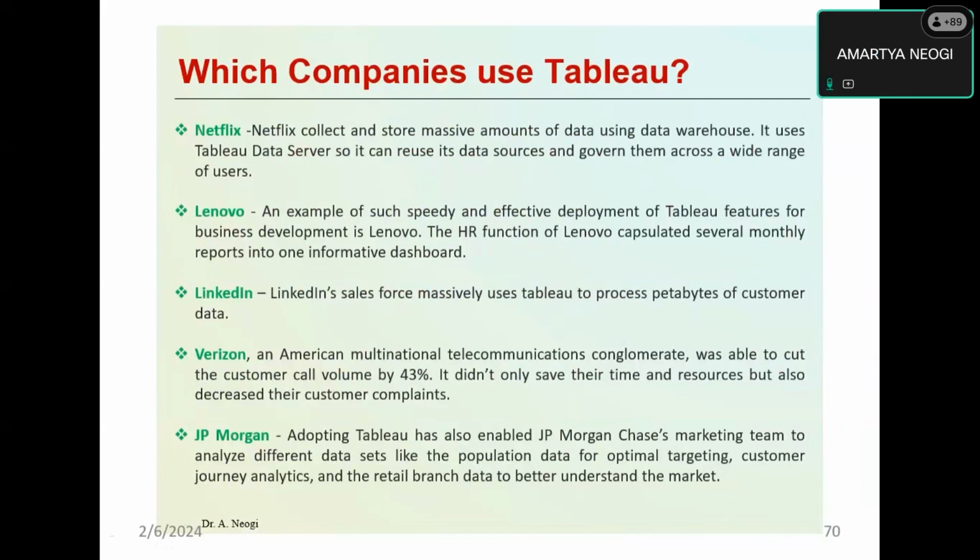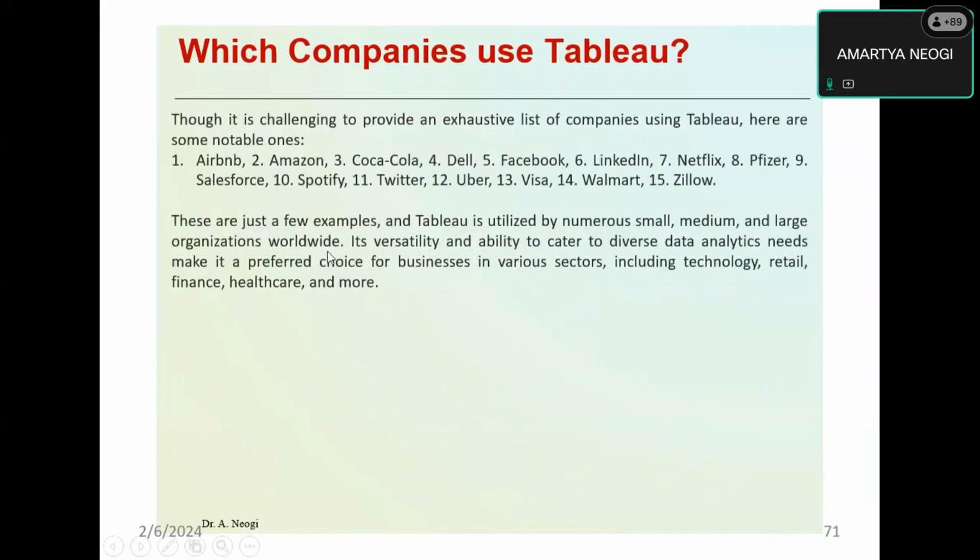Lenovo, as I have given you, LinkedIn, Verizon, an American multinational telecommunication company, was able to cut the customer call volume by 43%. It did not only save time and resources, but also decreased their customer complaints. JP Morgan, another adopter, Tableau has enabled the JP Morgan marketing team to analyze different data sets like population data for optimal targeting, customer journey analytics, and retail branch data for a better understanding.